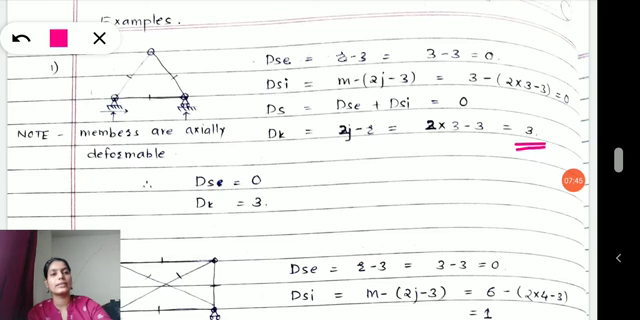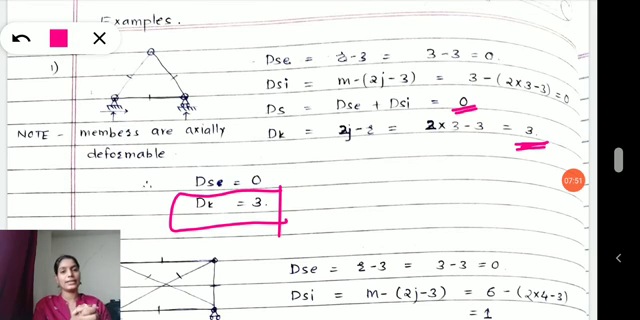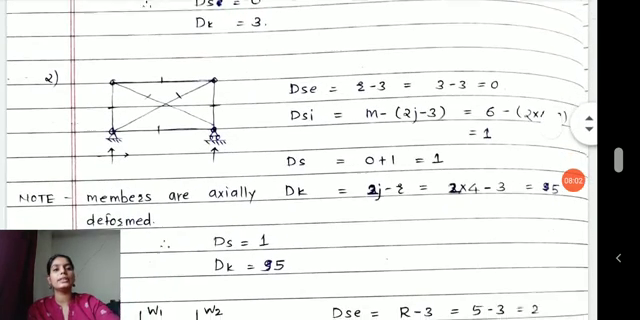ds is 0, dk is 3, telling us that the structure is kinematically indeterminate. The structure is kinematically indeterminate, and at what degree? The degree of indeterminacy is 3. Fine. Now we will go for the next sum.